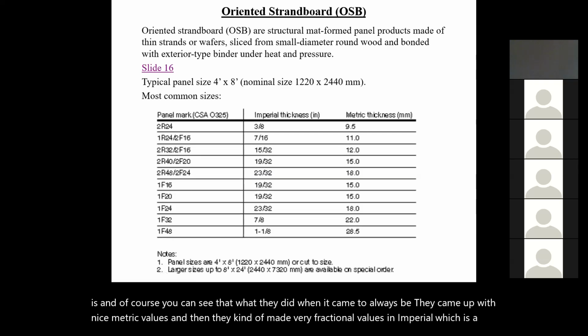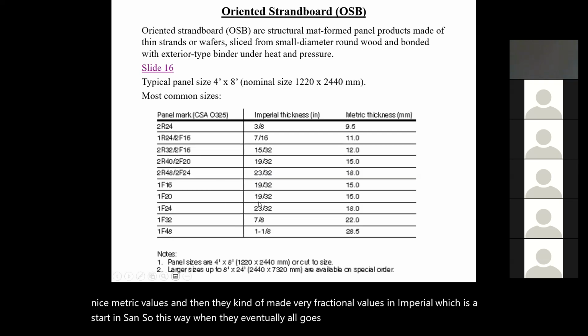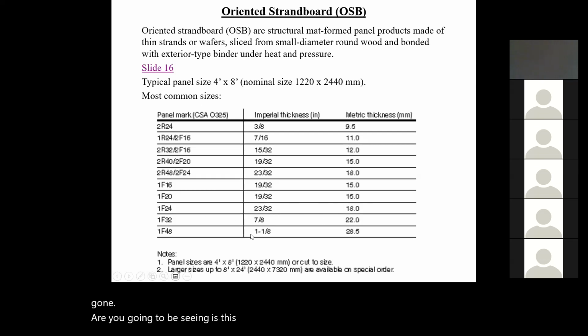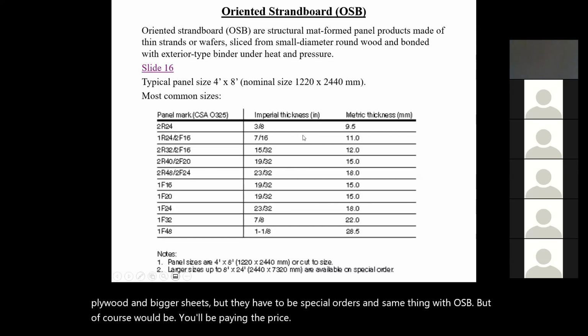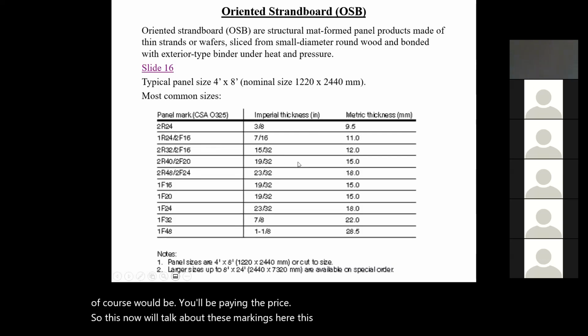So this way, when it eventually all goes metric, this will be completely gone, and all you're going to be seeing is this here, okay? So the panel size of 4x8, cut to size. Of course, like even plywood, guys, if you want to have plywood, you can get plywood in bigger sheets, but they have to be special orders, and same thing with OSB. But of course, you'll be paying the price. So now we'll talk about these markings here. This is something you should be familiar with, okay?